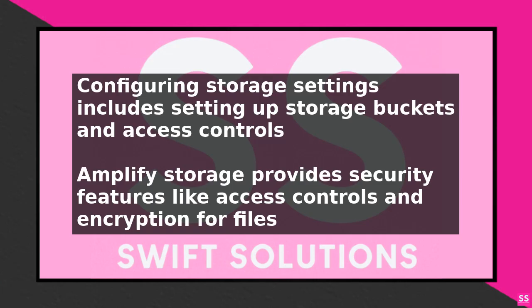To optimize your Amplify storage, consider using caching and content delivery networks. Caching can help improve performance by reducing the number of requests to your storage bucket, while content delivery networks can help distribute your files across different regions.